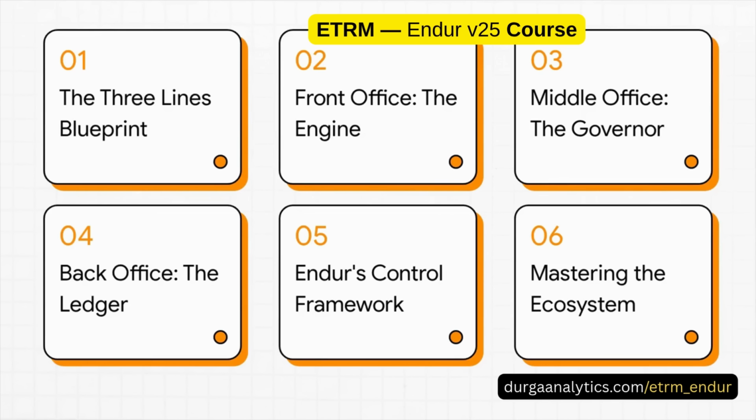We'll start with a foundational concept, this 3 lines model. Then we'll dive into each line one by one, front, middle, and back office, really understanding what makes them tick. And this is the crucial part. We'll see how Endur's technology isn't just some tool they use, but it's the very backbone that enforces this separation. Then we'll wrap it all up by connecting it back to what it really takes to master this whole ecosystem.